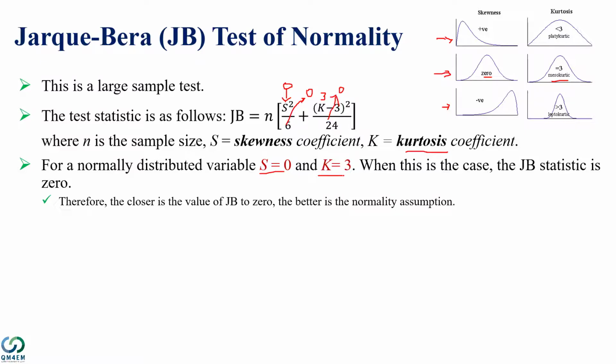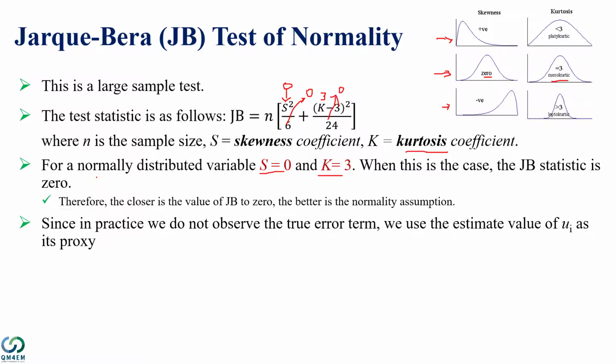So when we get JB 0, it's clearly reflecting that if the error term has a JB value of 0, it means that the errors are normally distributed. However, sometimes you may not have the value of 0; instead it may be close to 0. So in that case, you will always be in doubt whether it is normally distributed or not. We already know that error terms are not observable, so we use the forecasted value as a proxy.